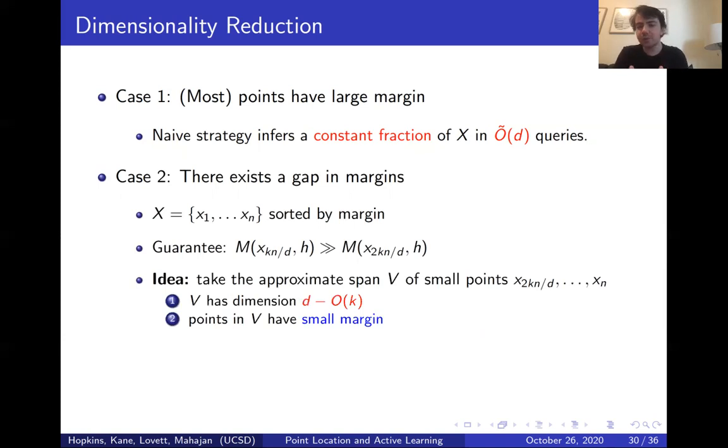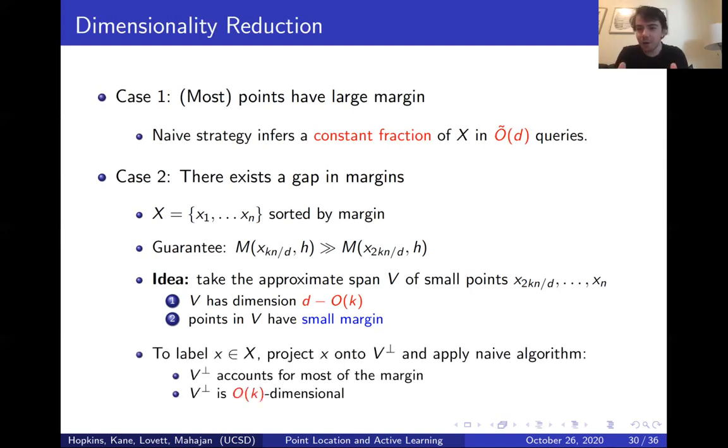Well, let's take a look at what the approximate span of the small margin points looks like. First of all, because the set is in isotropic position, we can prove that this approximate span has very large dimension. It has dimension about d minus O of k. And moreover, because the points in the space are approximately a sum of these small margin points, as long as their norm is small, they also have very small margin. And so what's the idea? Well, our dimension reduced space will actually be V perp. So the idea is let's project all of our points onto V perp and just apply the naive algorithm.